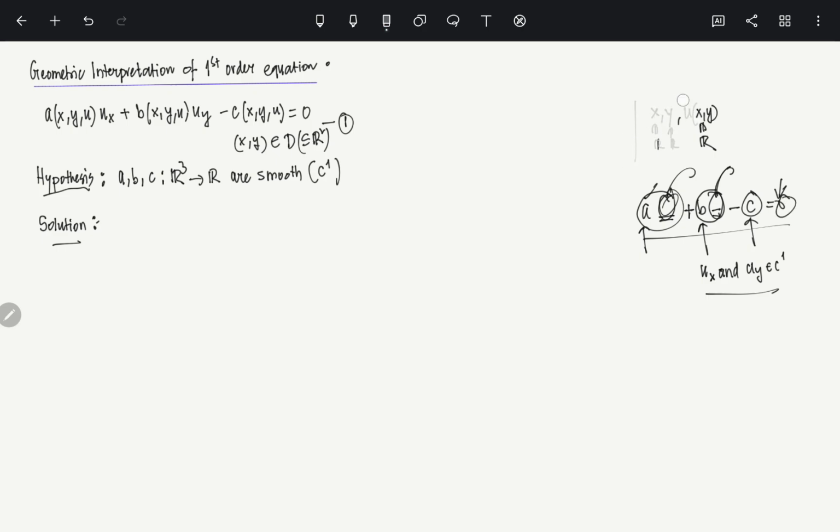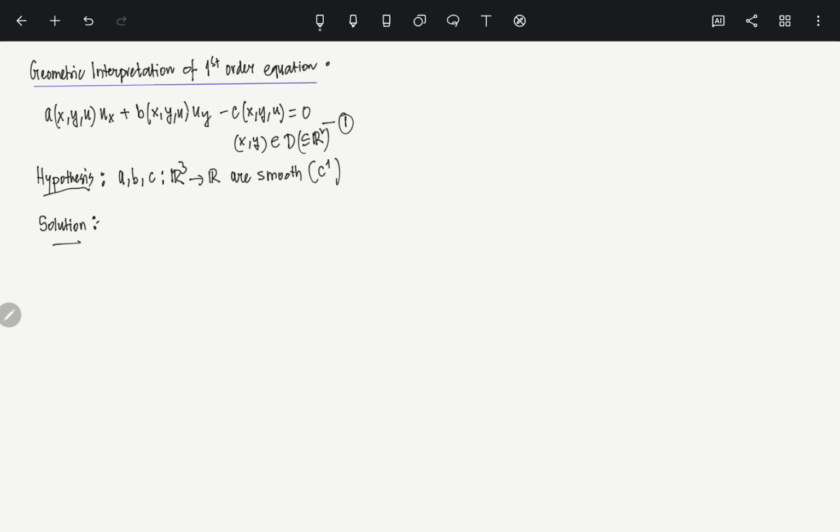With this idea in mind, we are going to define the notion of solution here. So what is the solution? A solution u. I am going to assume u is C1, so basically ux and uy both are continuous. Of course, you can take C2, C3, it does not really matter. C1 is the minimum we need.